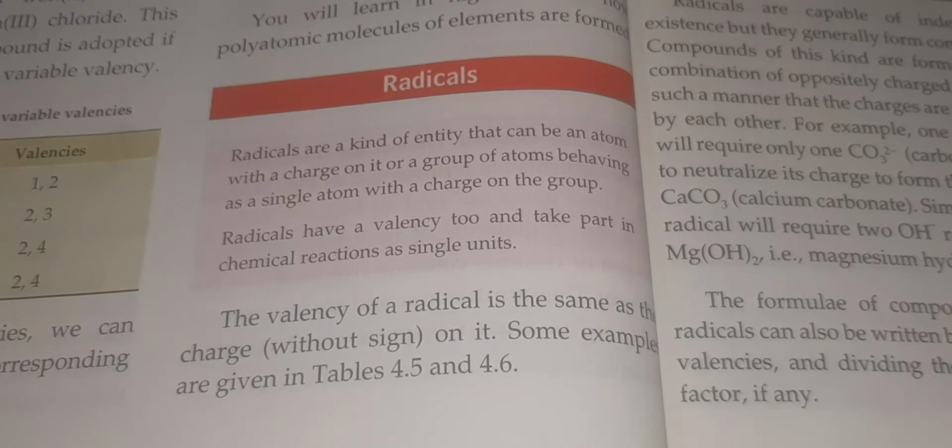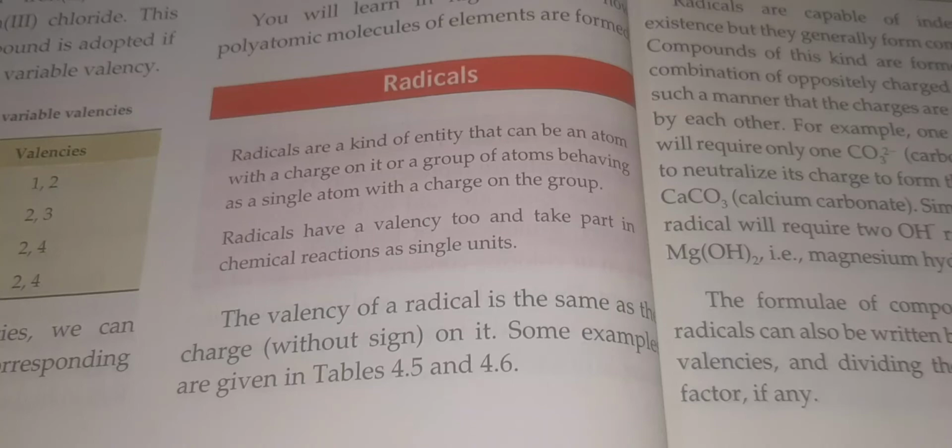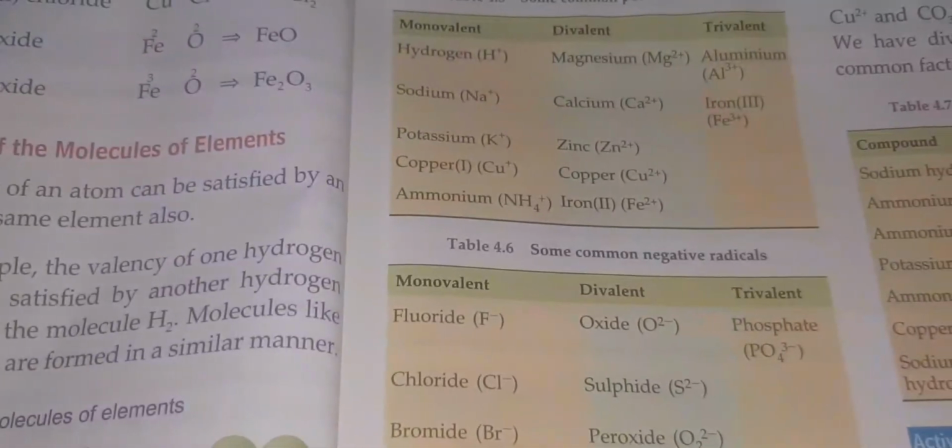Radicals are kind of identities that can be an atom with charges, or a group of atoms having some charge, and charges may be plus 1 charge, plus 2 charge, or plus 3 charge, as has been given in this list.